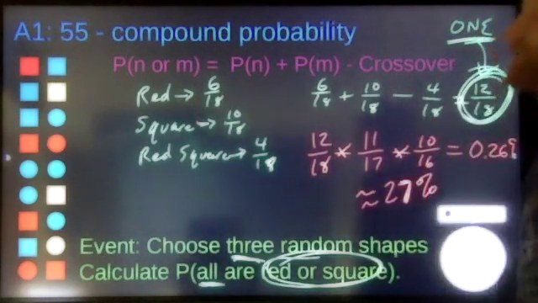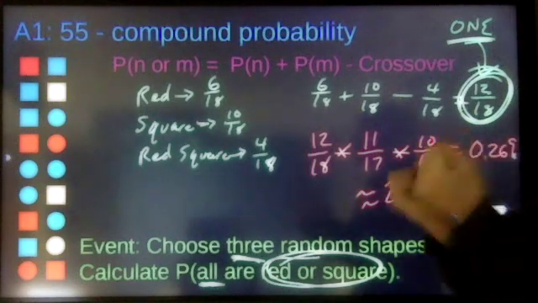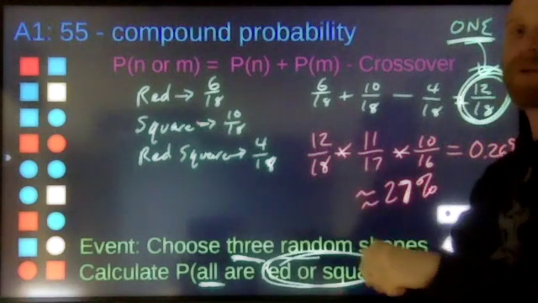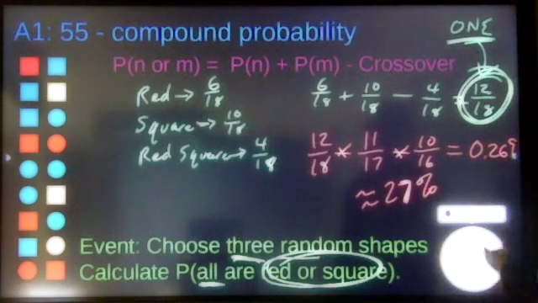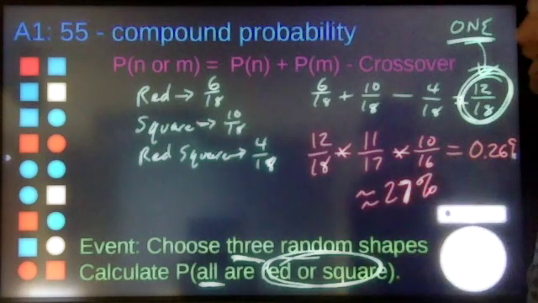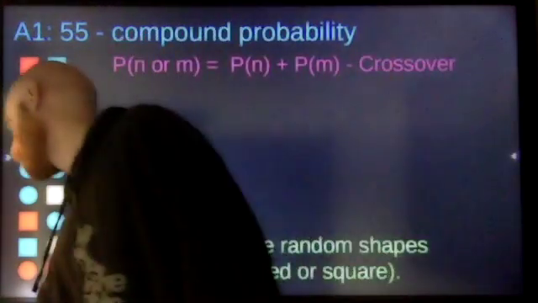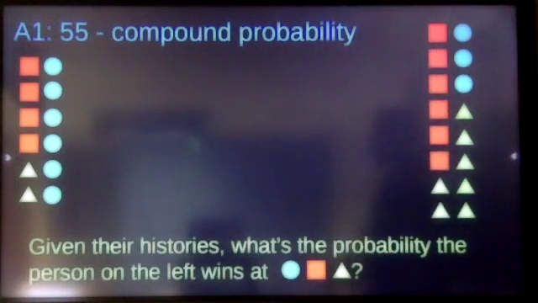So that is the 2 main rules. If I want to find out the probability that 2 things can happen, multiply those probabilities. If I want to find the probability that one thing or another can happen, I add them and subtract out the crossover. Let's look at one last example, make it a more complicated one.